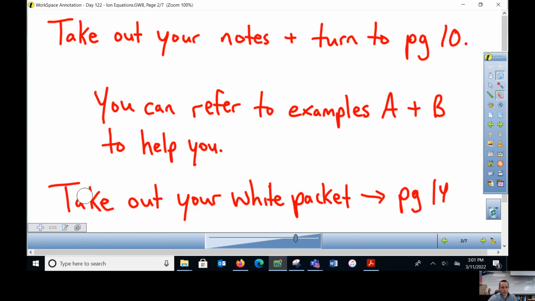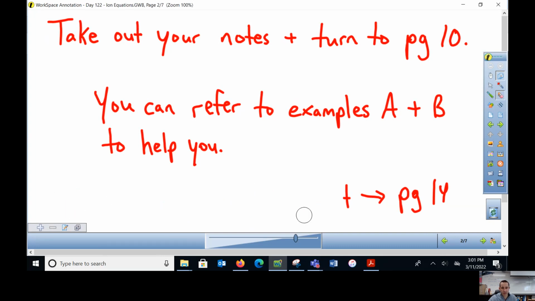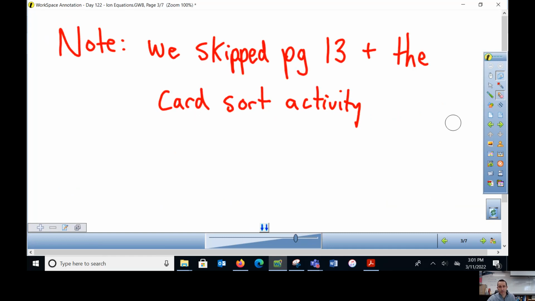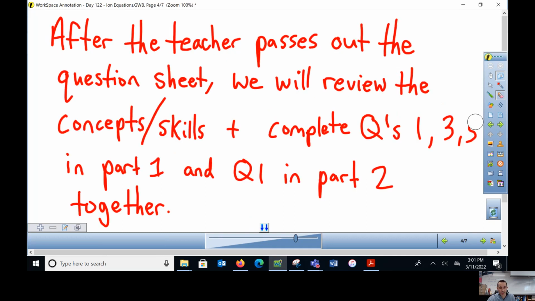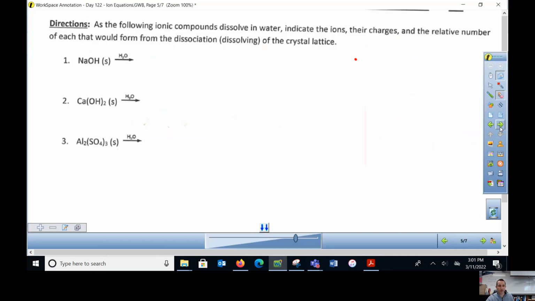All right, so we're not going to do page 14 of the white packet right now. Instead, I'm giving you another page which is helpful in building that. So we're going to skip page 13, the card sort. We're going to skip page 14 for now, and instead, we're going to work on the new handout. We're going to work on questions 1, 3, and 5 of part 1 and question 1 of part 2. We'll do those together. So here we go, new handout.